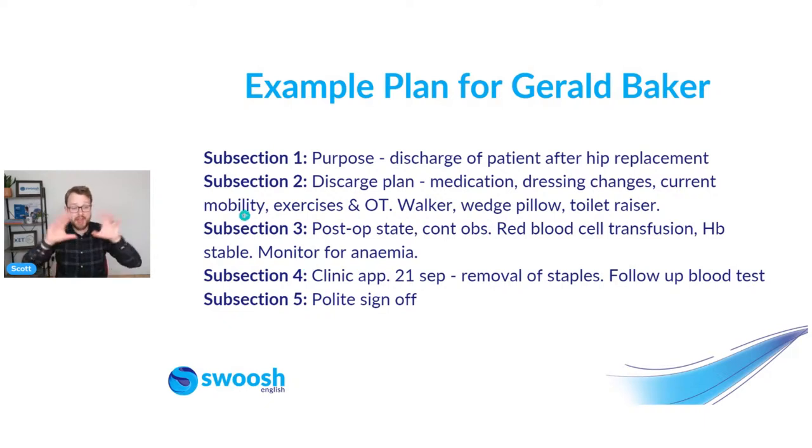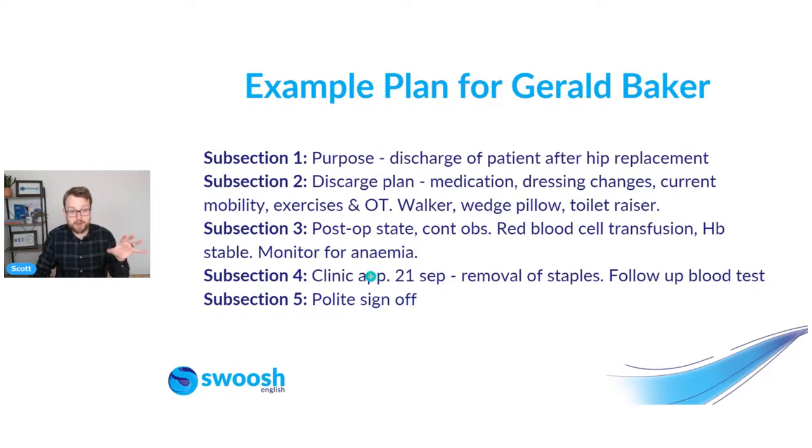Okay, so that's the other information that needs to be identified that's not necessarily part of the discharge plan, but it's still key to know. Then subsection four, the next clinical appointment, 23rd of September, removal of staples, follow-up blood test. Final subsection is the polite sign-off at the very, very end. So a very short subsection.